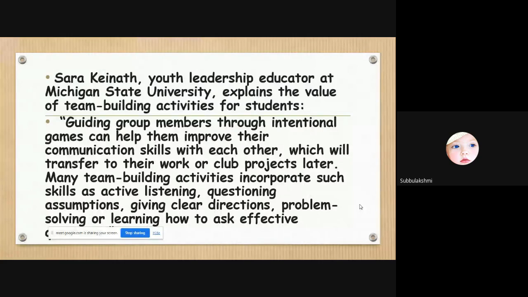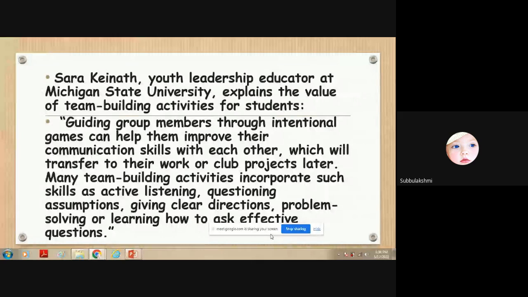This transfers to their club activities. Of course, every one of us has our department clubs, so this paves the way for improving club activities. These activities in turn develop active listening, questioning assumptions, problem-solving skills, and learning how to ask effective questions instead of irrelevant questions. When we involve our learners in these sorts of activities, we make them effective question raisers. That is what is important.